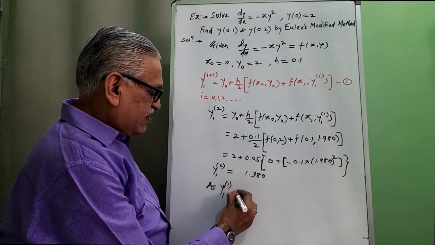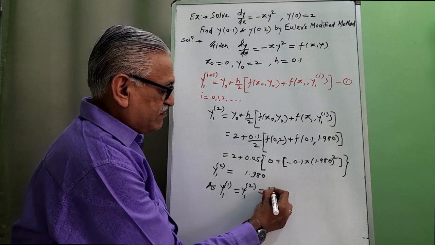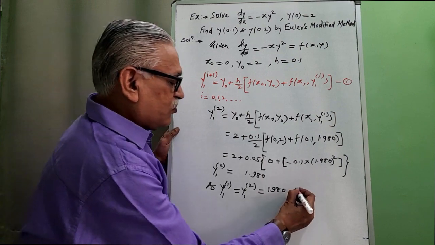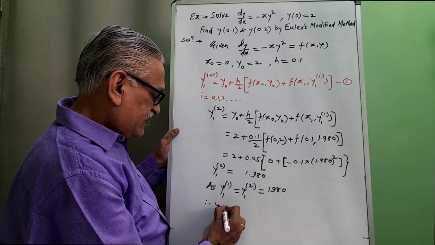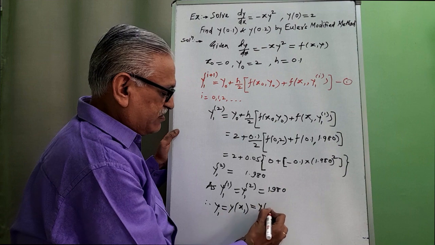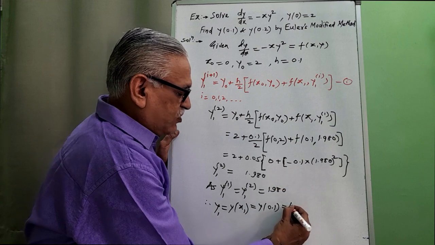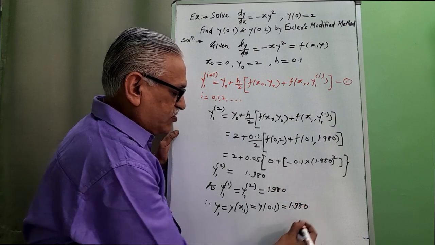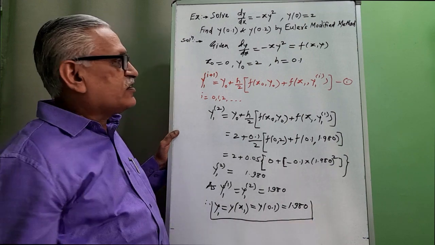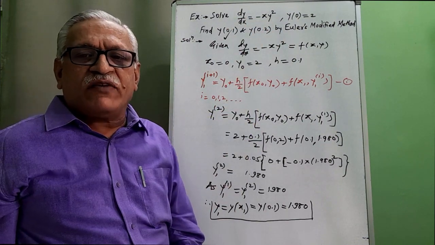As y1 first approximation and y1 second approximation are the same, 1.980, we stop the iterative procedure. Therefore y1, which is nothing but y at x1, that is y at 0.1, has the value 1.980.